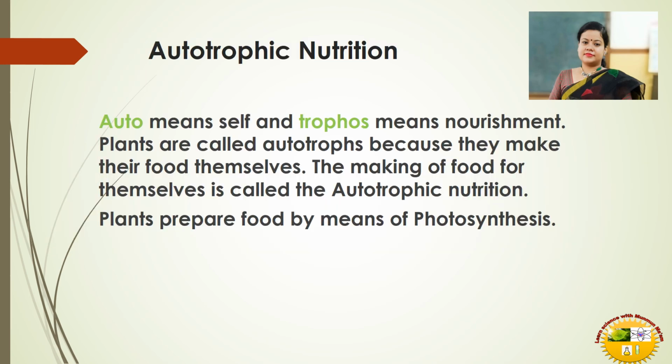So what is autotrophic nutrition? To revise it again, auto means self and trophos means nourishment. So plants are autotrophs because they can make their food themselves. They can give themselves nourishment, right? And plants prepare food by means of photosynthesis.